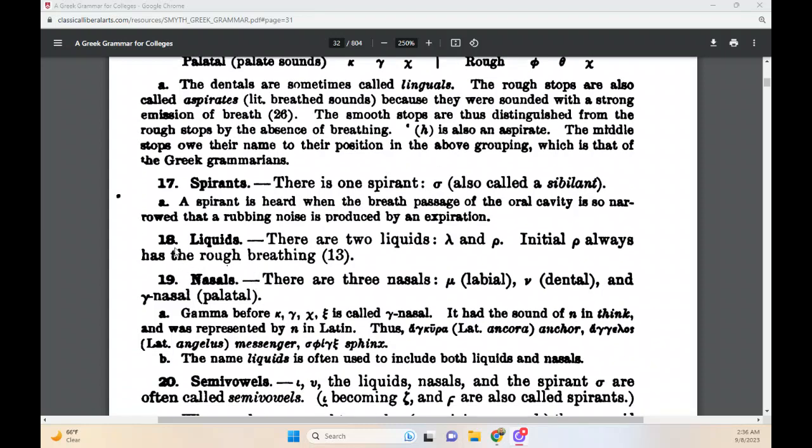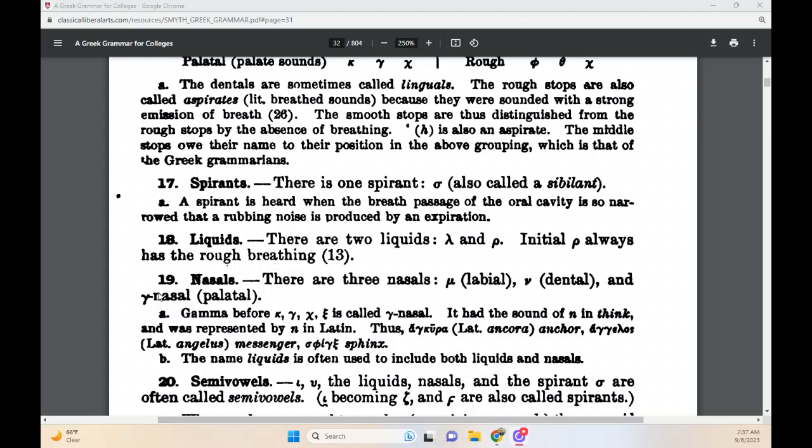Next, in Article 18, we learn about the liquids. We learn there are 2 liquids, lambda and rho. The initial rho always has rough breathing. So anytime a word begins with the letter rho, it will have rough breathing added to it.